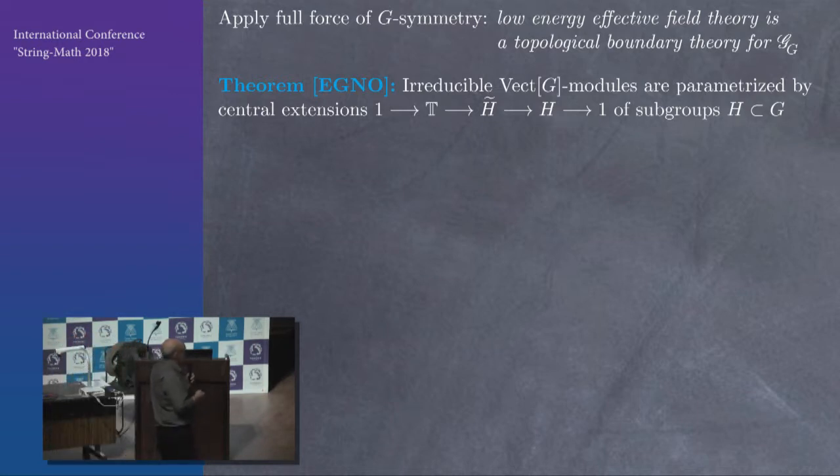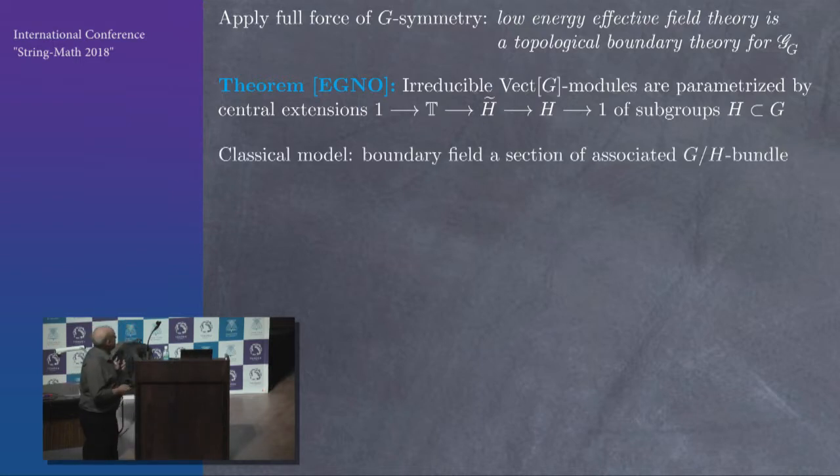So what it ends up being is a module over Vect, and those modules are classified by a theorem I think originally due to Ostrik. And the classification is simply, well, the irreducible ones are given by a subgroup and possibly a central extension of the subgroup by the circle. So that's a pretty easy theorem, actually, in algebra, and it's telling you what all the possible topological field theories are. And so there's also a classical model for these.